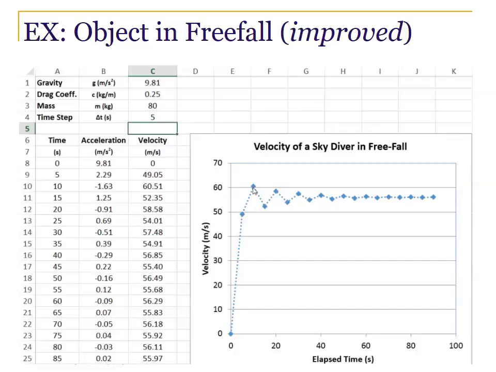Now this does not look physical, right? I know the person's not going to speed up, slow down, speed up, slow down, speed up, slow down. What I have here is a numerical instability because I'm no longer using a small enough time step to approximate the derivative with a straight line segment. It's the limitation, remember, of the approximate numerical method.